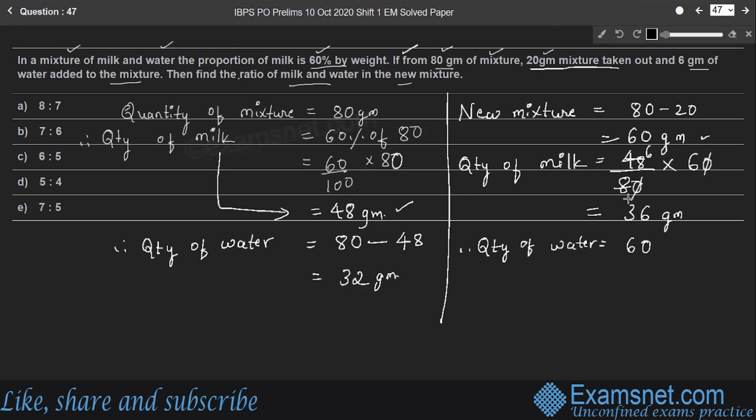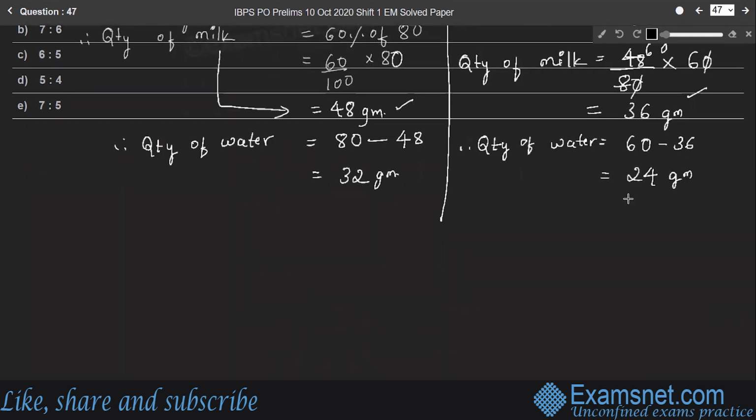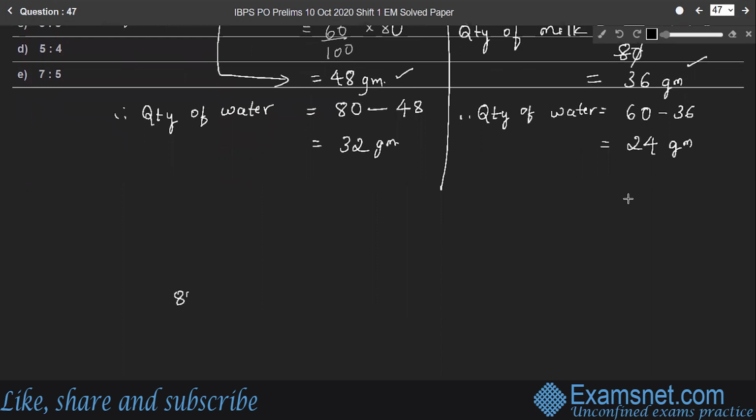So total quantity of new mixture minus quantity of milk. Right? 36 is the quantity of milk. So we'll get 24 gram as quantity of water. Otherwise, you can use the same logic as in case of milk. So out of 80, when the quantity of total mixture was 80, quantity of water was 32, if the quantity of mixture is 60, then you will get 6 into 4, 24 grams as the quantity of water, right?